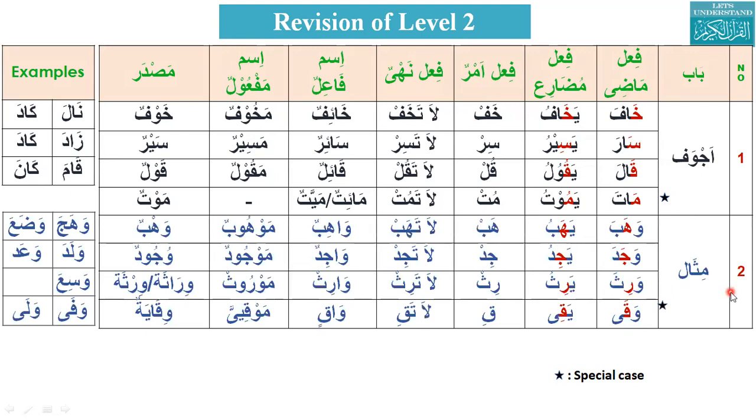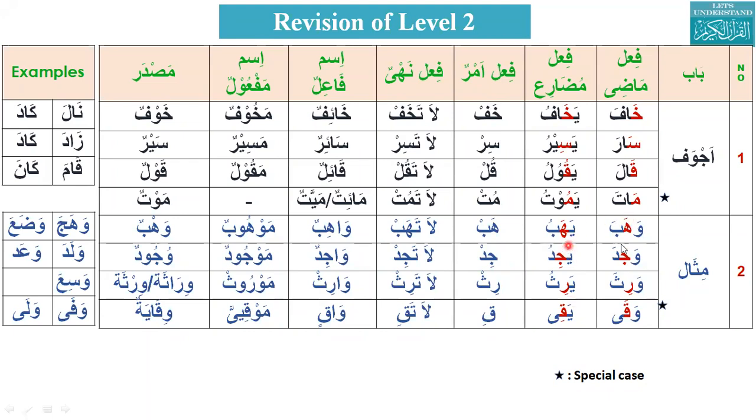Second is Bab Mithal. Mithal means same. What is same? All the words in this case start with the same letter, and that is waw. And there are 3 cases. The cases are: fatha fatha, wahaba yahabu; fatha kasra, wajada yajidu; kasra kasra, waritha yarithu. And there is one special case, waqa, he saved, waqa yaqi, and qi is amr for this. So there is Bab Mithal, there are 3 cases.